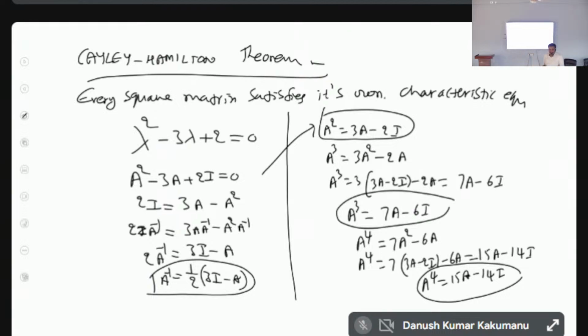Look, first we calculated A inverse. A inverse in terms of A, A square also in terms of A, A cube, A power 4 also in terms of A. Write down: Cayley-Hamilton theorem is useful. After copying this, note down these equations.